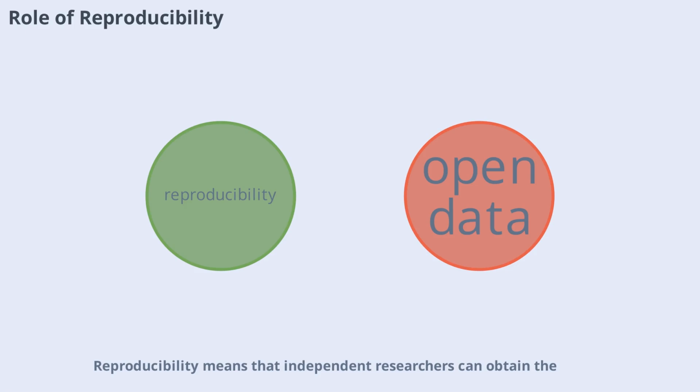Reproducibility means that independent researchers can obtain the same results using the same methods and data. High reproducibility increases confidence in study conclusions. When analyzing research, look for evidence of reproducibility, such as detailed methods and open data.